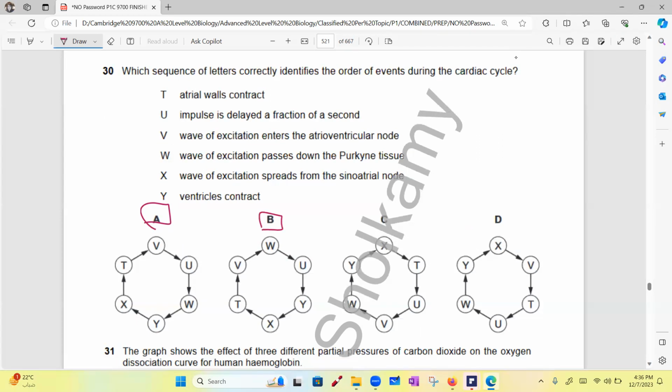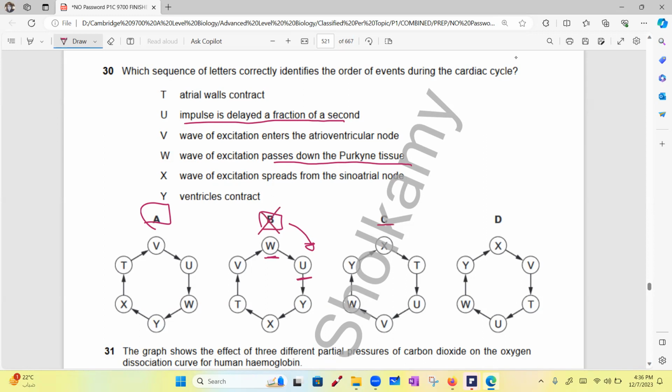Let's look at B. We start with W. Wave of excitation passes down the Purkinje tissue. And then U. Impulse is delayed. Is this correct? Is B correct? No. It's definitely wrong. I don't even need to continue.